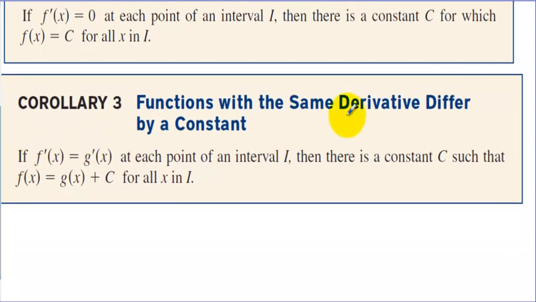Functions with the same derivative differ by a constant. If the derivative of f equals the derivative of g at each point of an interval I, then there's a constant c such that f of x equals g of x plus c for all x in I.